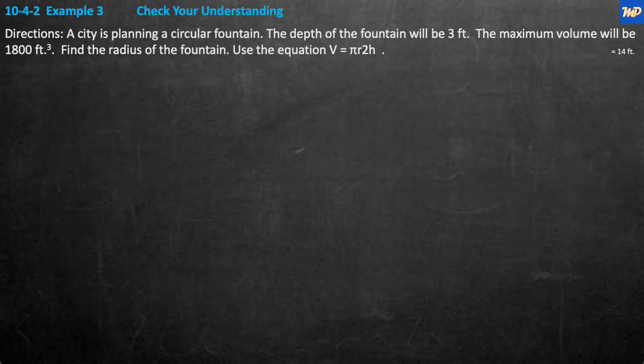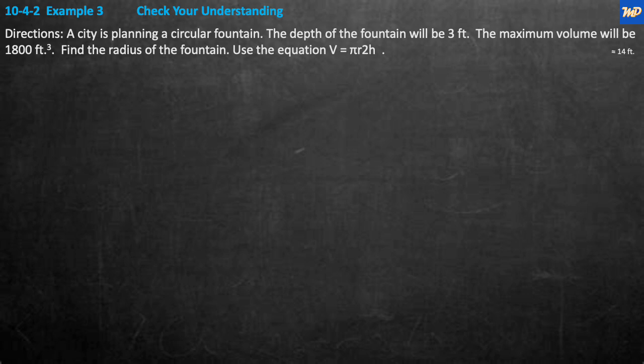Okay, check your understanding. This is basically the same problem. You can go off and do it on your own, and when you come back, we'll work it together. The equation is there, so you don't have to even look at the pond. You know the steps. I'll wait. Okay, now that you're back, let's give it a shot. A city is planning a circular fountain. The depth of the fountain will be 3 feet. The maximum volume will be 1,800 cubic feet. Find the radius of the fountain.